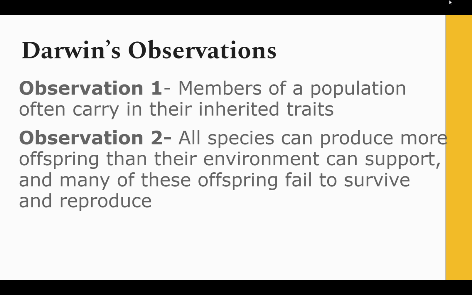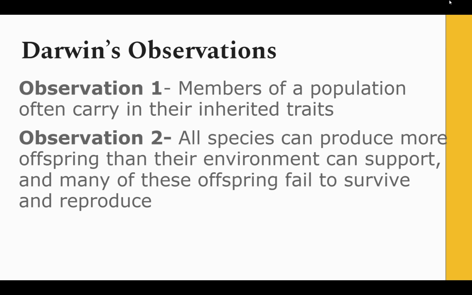His main observation was that members of a population carry inherited traits. He said, yes, in a population, individuals have certain traits. He also said all species, no matter their environment, can produce more offspring than their environment can support. Meaning, at some point in time, a population of organisms is going to produce more babies than is possible for the environment to keep up with. So many of these offspring are going to fail to survive and reproduce.